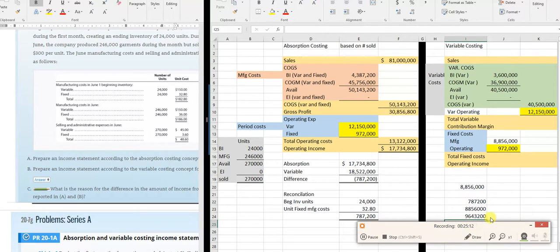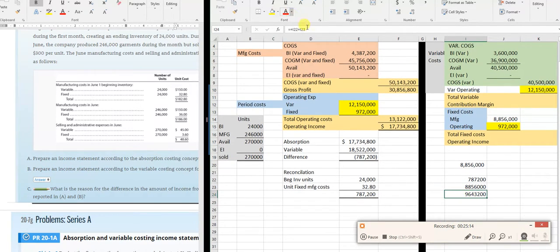Okay, now you're not seeing this number. I'm going to pause this one second. You're not seeing this number up here because I have variable and fixed buried in it. Notice that in this one, look up here, I have 24,000 times 3280, and I have 246 times 36 in this number. Then I'm going to show you what I had for the variable.